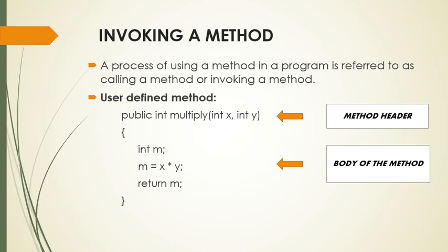Now see here, one user defined method is given as an example. The method header is given: public int multiply(int x, int y). It's a user defined method. Multiply is a user defined method accepting two parameters x and y, which will multiply the two values x and y, and after multiplication the result will be returned. So here the return type of the function is int, and the two parameters that we are accepting are also integer values that we are accepting from the user.